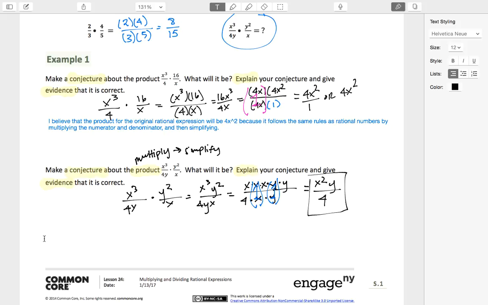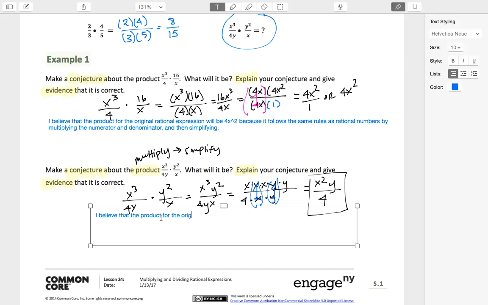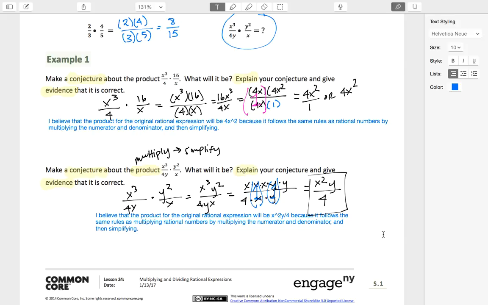So I'm going to write my conjecture. Here I can say I believe the product for the original rational expression will be x squared y divided by 4 because it follows the same rules as multiplying rational numbers, by multiplying the numerator and denominator and then simplifying. And that's my conjecture. Moving on.